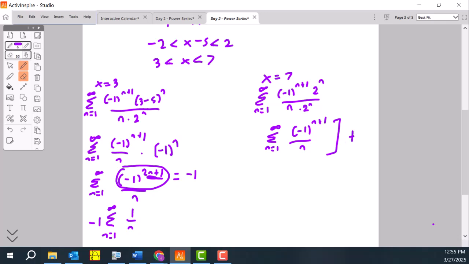This series is called the harmonic series, and it's known that it converges. They actually use the name of it on the AP exam sometimes. So you can say it converges by harmonic series.